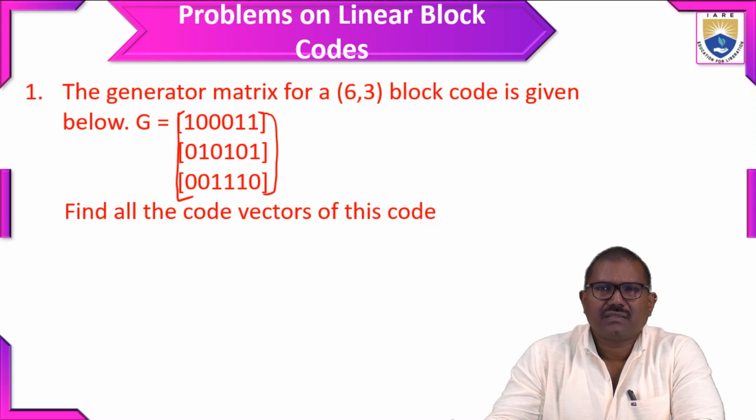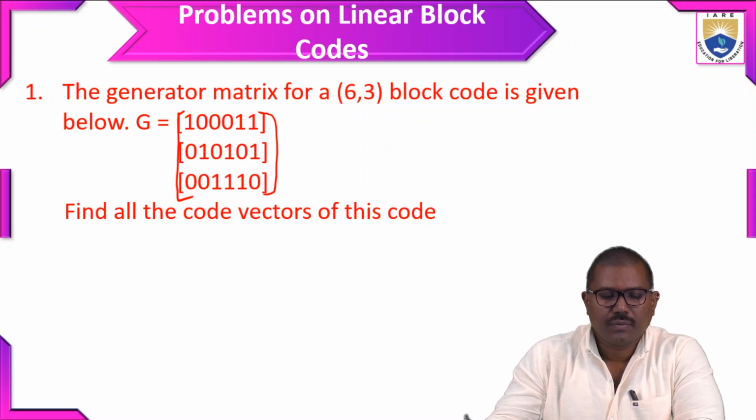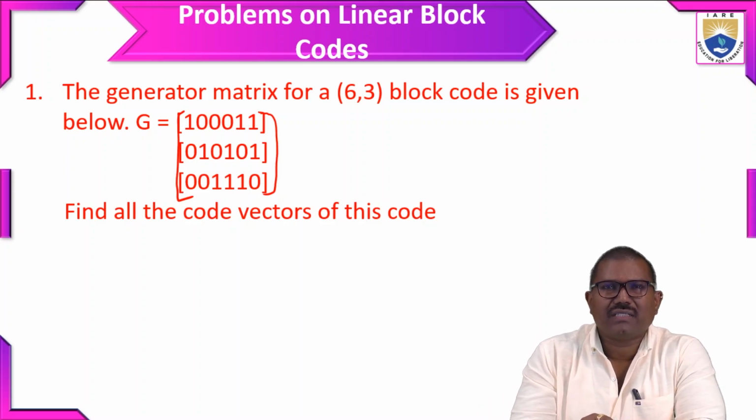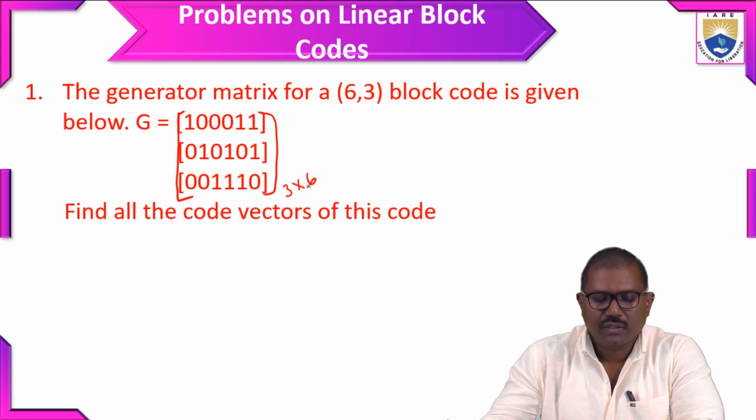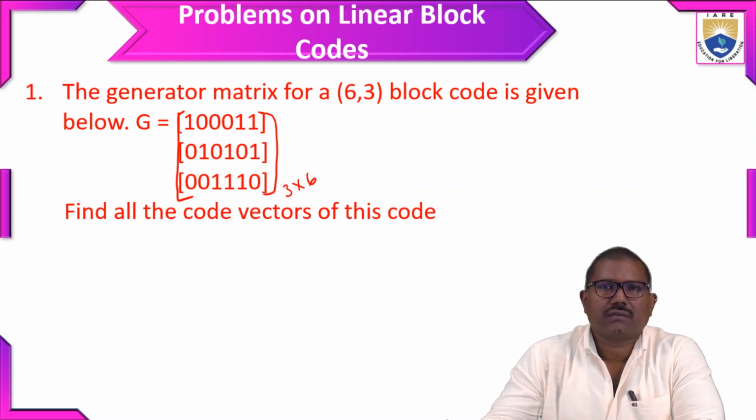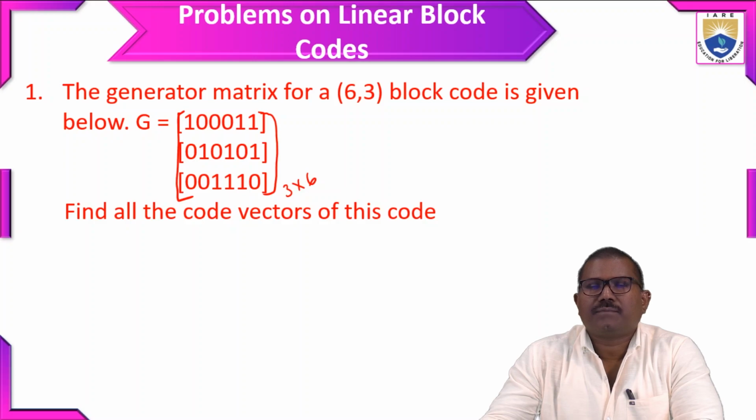What is the size? (6,3), by using generator matrix G. So what is the G size? G size is 3 by 6. Why? Because we can see 3 rows and 6 columns. So find all the code vectors of this code. So how many code vectors are there in this code? What is the code? Block code.